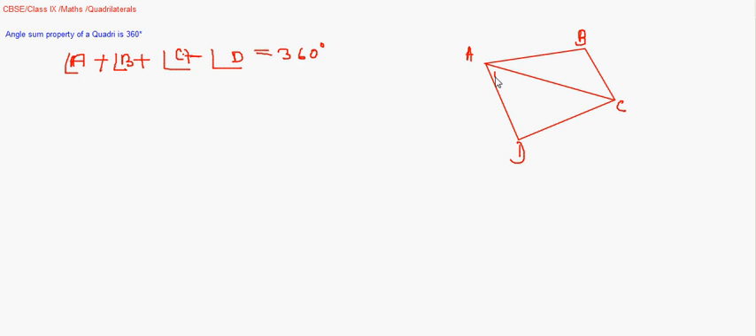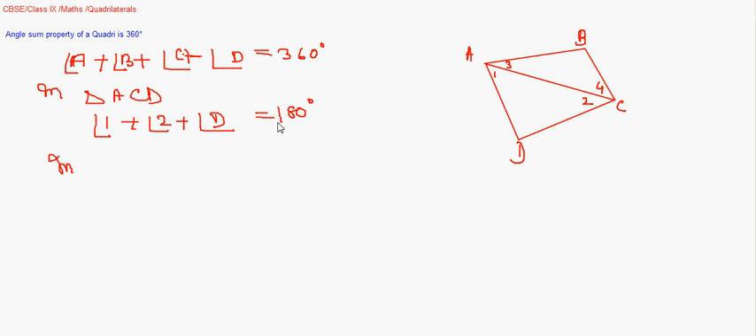Let me name them as 1, 2, this being 3 and 4. If you see in triangle ACD, angle D or angle 1 plus angle 2 plus angle D is equal to 180 degrees. This is angle sum property of a triangle. In triangle ABC, similarly angle 3 plus angle 4 plus angle B makes it 180 degrees. So that is also angle sum property of a triangle.